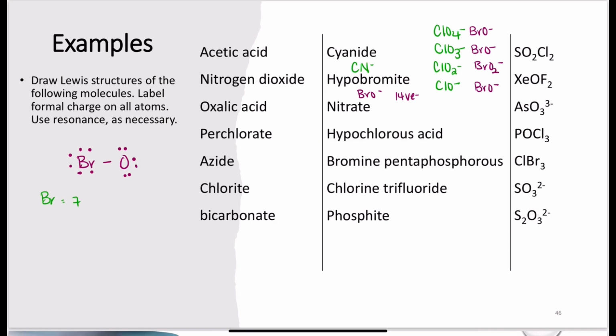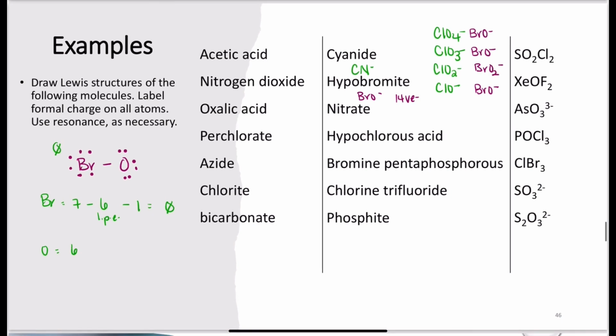Bromine, 7 valence electrons, 6 lone pair electrons, and 1 bond, overall 0 charge. Oxygen, 6 valence electrons, 6 lone pair electrons, 1 bond, -1 charge. The compound's correct. The formal charges add up to the overall charge of the ion, which is -1, and oxygen is more electronegative than bromine. It's going to want to carry the negative charge. So this is the correct Lewis structure for hypobromite: Br with 1 single bond to oxygen carrying that negative charge.